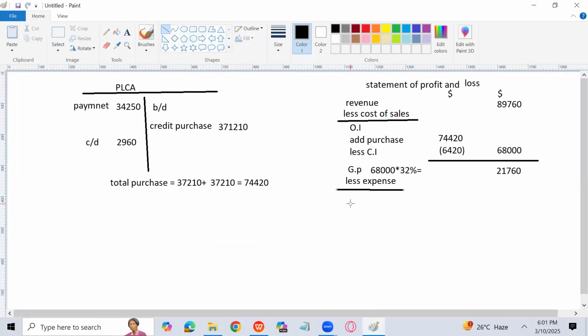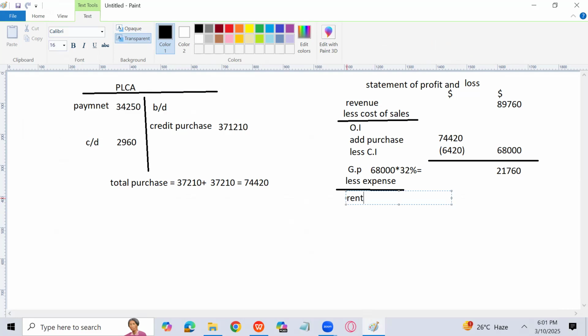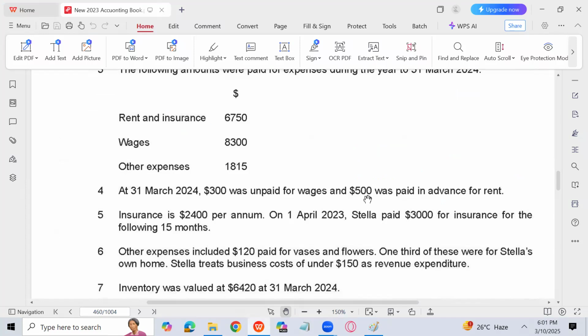So I will write here rent and insurance, and I will subtract 6750 minus 500, which is prepaid, expenses paid in advance. That has been paid in advance, rent paid in advance. It needs to be subtracted. Insurance is 2400 per annum. On 1st April, Stella paid 3000 for insurance for the following 15 months. So we have paid the insurance for 15 months on 1st April.